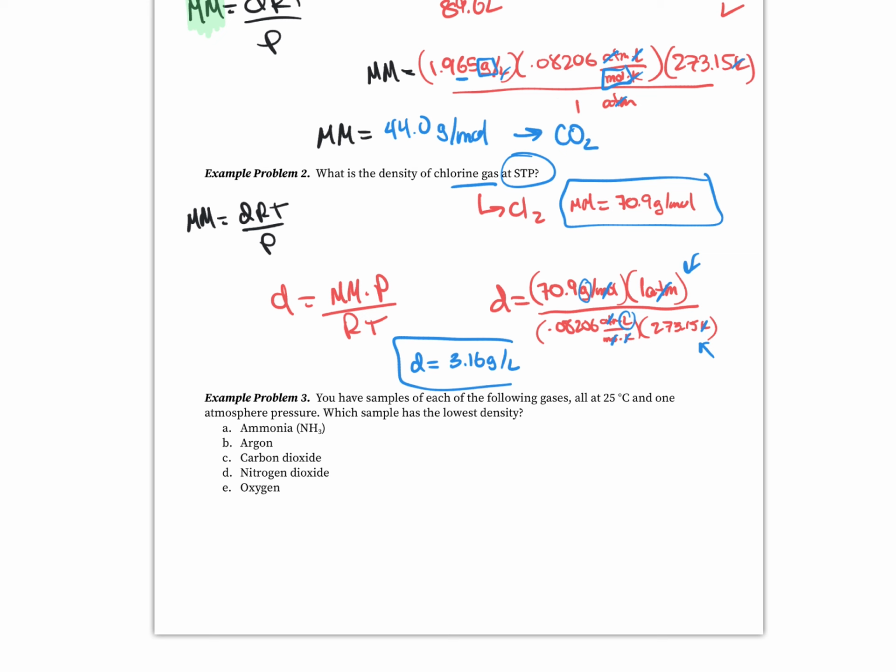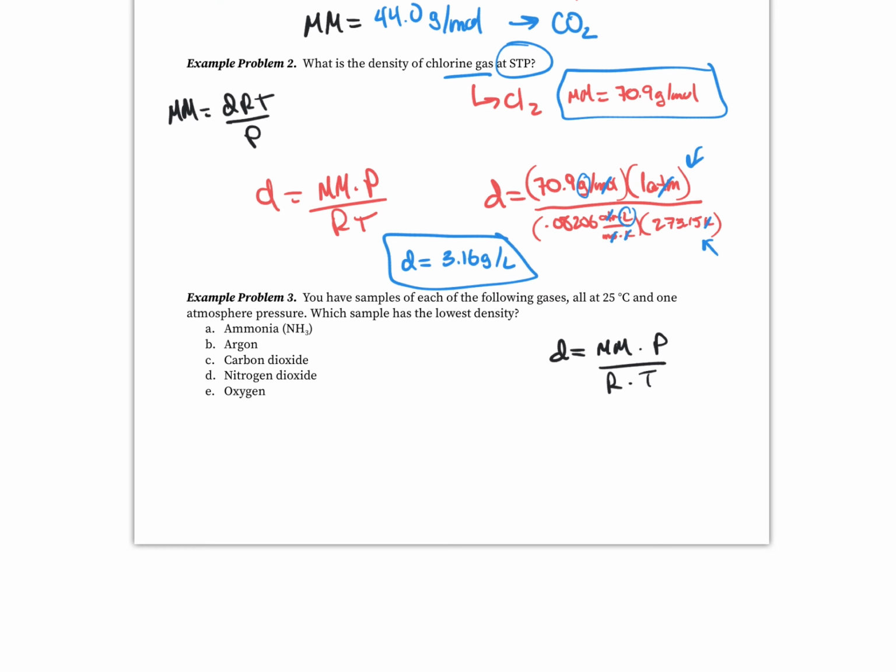And then in this final problem, we have 5 different gases, each of them at 25 degrees Celsius and at 1 atmosphere pressure. We want to know which sample would have the lowest density. Again, density is molar mass times pressure over R times T. If these are the same for each gas, this basically just comes down to which one has the lowest molar mass.